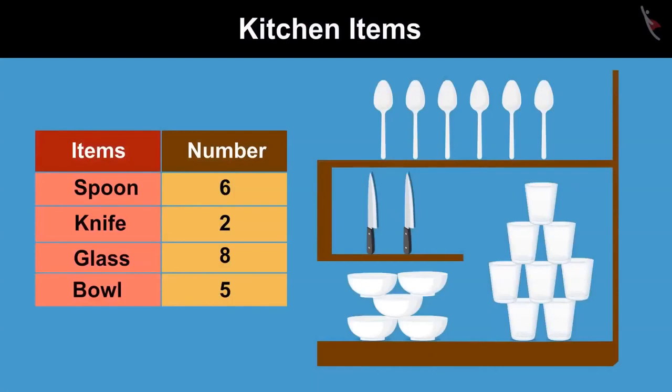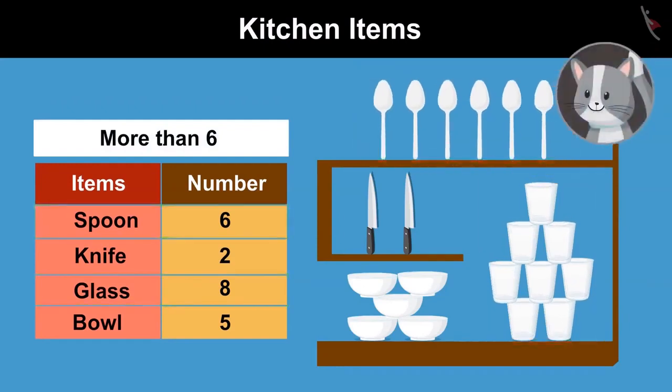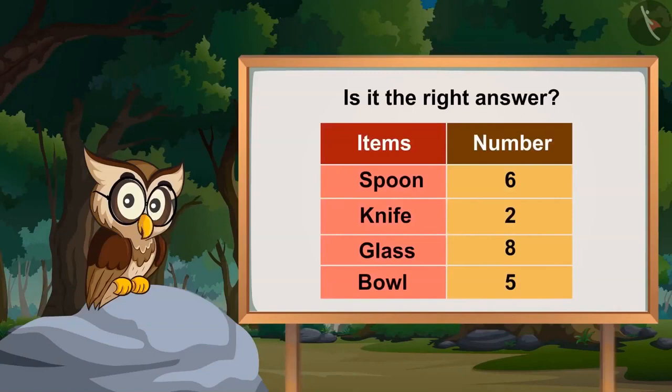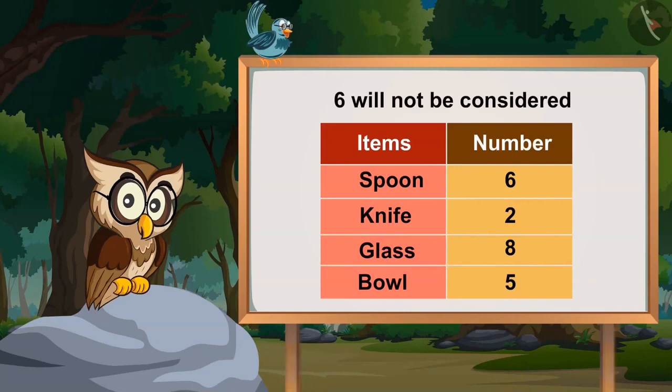Some kitchen items and their numbers are shown here in a tabular form. Which items are more than 6 in numbers? Spoon and glass. Is it the right answer? I think just the glass because you asked more than 6. Therefore, we cannot consider 6. Absolutely right. While counting more than a particular number, the number itself is not considered.